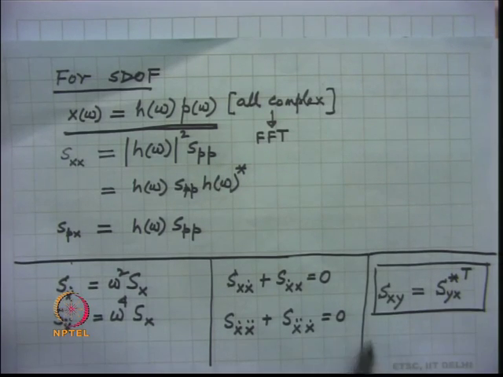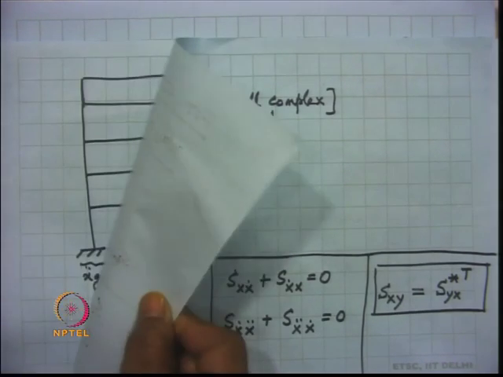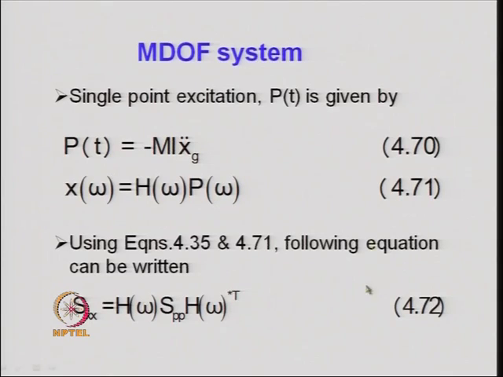And also we had seen that Sxy is equal to Syx star T, that is, the complex conjugate of this and transpose of that. So with these few things that we described in the previous lecture, we come to the response of a multi-degree of freedom system excited by a force vector P(t). Now, for single point excitation, we know that the force vector P(t) is equal to minus m into I into x double dot g, where I is an influence coefficient vector consisting of 1, 1, 1 or 1, 0, 1, 0, 1, 0 and so on, that you have seen in the case of the deterministic analysis.